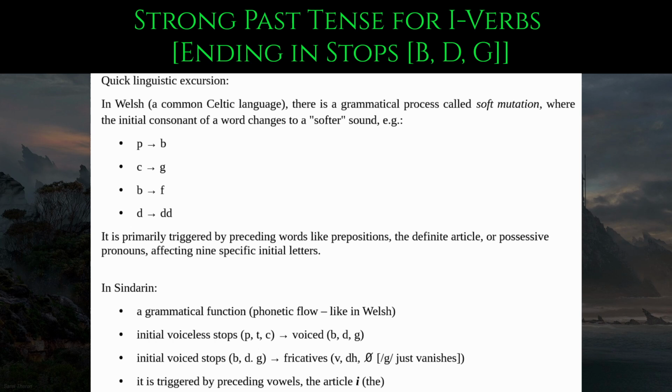The initial voiceless stops, which would be P, T, and K, become voiced, B, D, and G. The initial voiced stops, on the other hand, which would be B, D, G, become fricatives, so V, Th, and G just vanishes completely. And this is triggered by preceding vowels, in particular the article E.